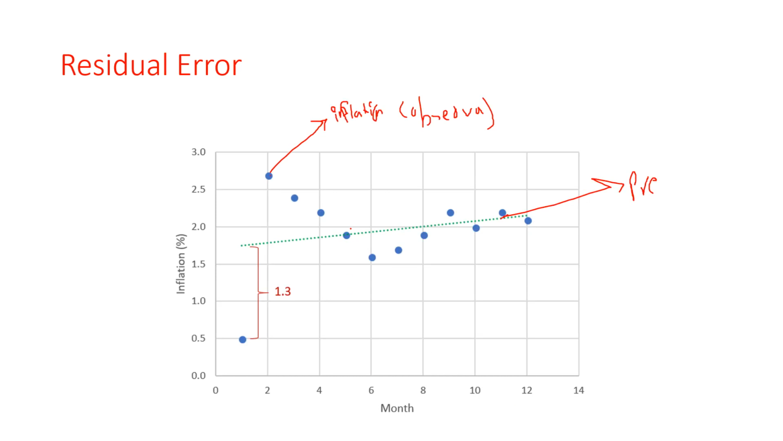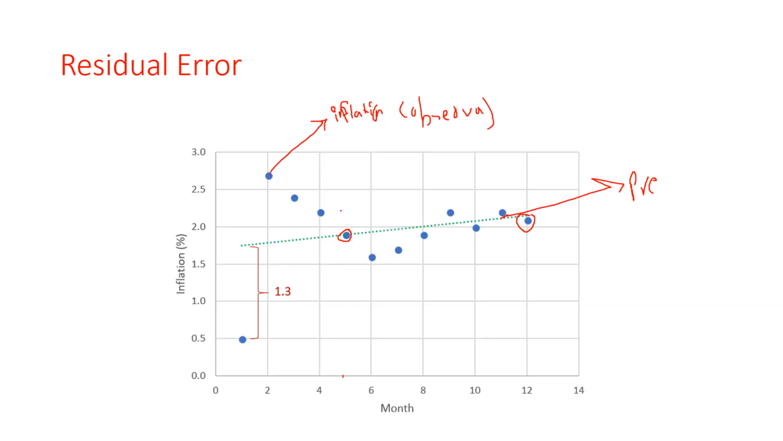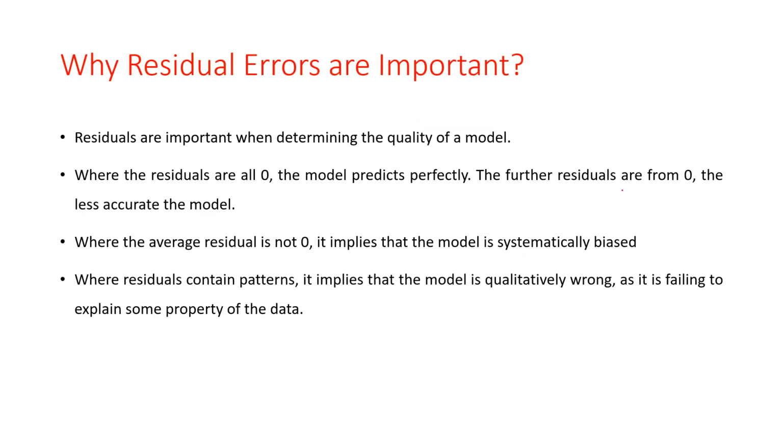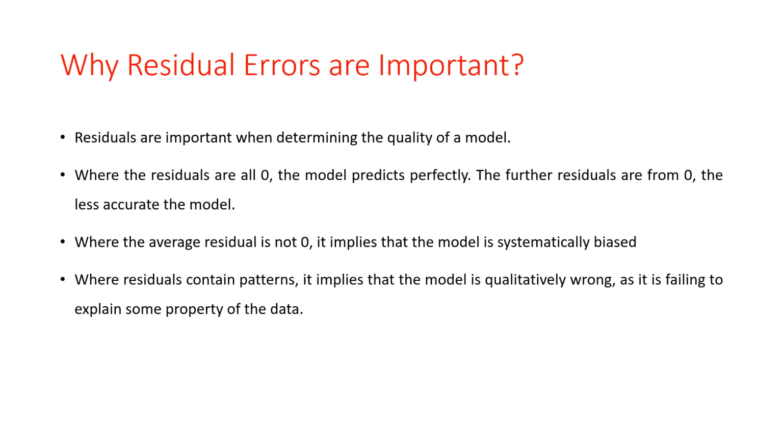So we are getting the proper prediction for month 5 and for month 12. Where the residuals are 0, the model predicts perfectly. For months 5 and 12 we are predicting the correct value. The further the residuals are from 0, the less accurate the model. If the values are less than 0, we are getting less accuracy for that particular data.